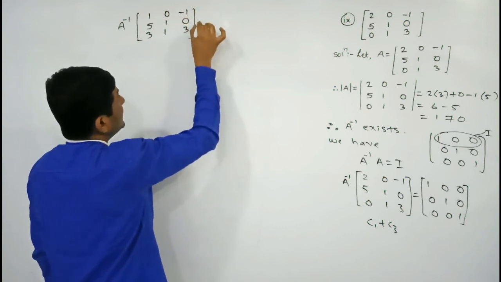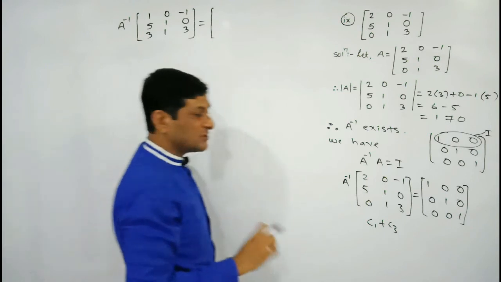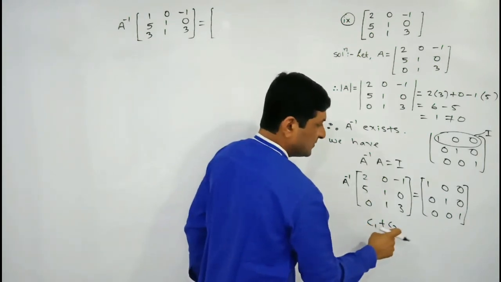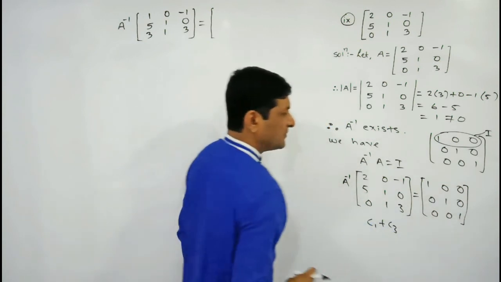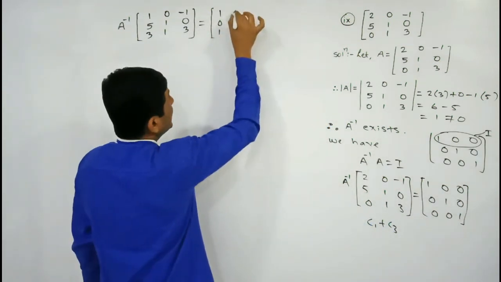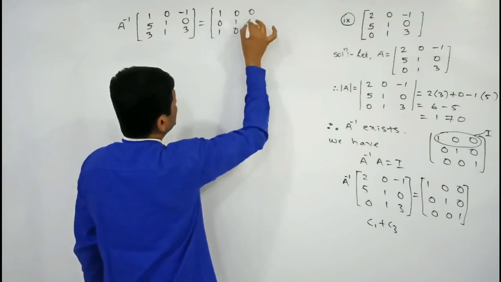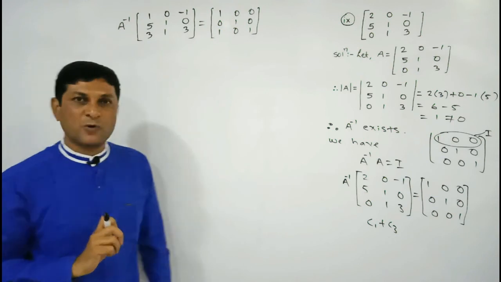And on this side also perform the same operation on C1. So our operation is on C1. We are taking addition of C1 and C3. 1 plus 0 is 1, 0 plus 0 is 0, and 0 plus 1 will be equal to 1. Means 1, 0, 1. Keep the remaining elements as they are, 0, 1, 0, 0, 0, 1. So in this way we have performed this operation on the elements of the first column.